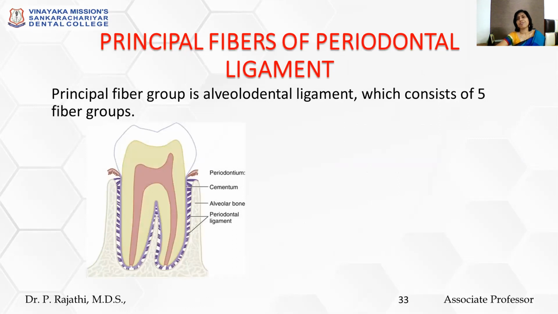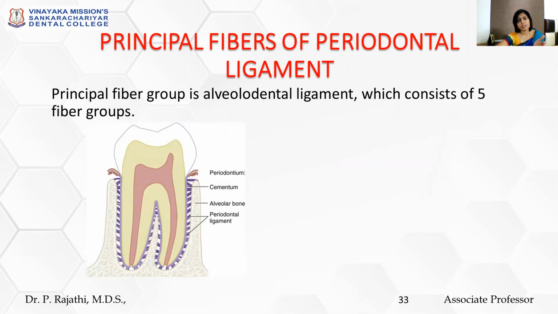Next, the principal fibers of the periodontal ligament. Let's talk about this in detail because we are going to have slides also for this. The principal fiber group is the alveolo-dental ligament. I've already said it is a ligament between two hard tissues, right? One is alveolar bone, the other one is cementum. The alveolo-dental ligament consists of 5 fiber groups mainly.